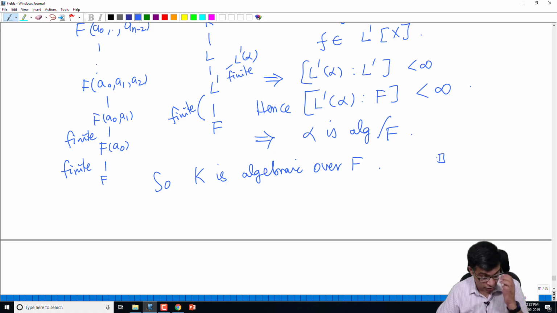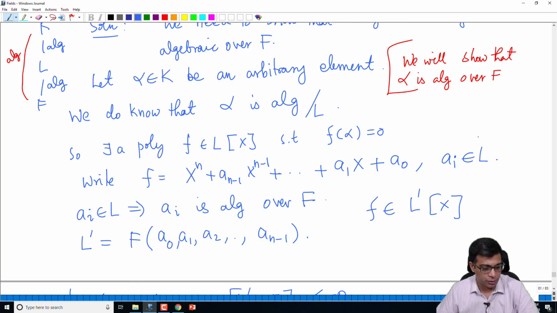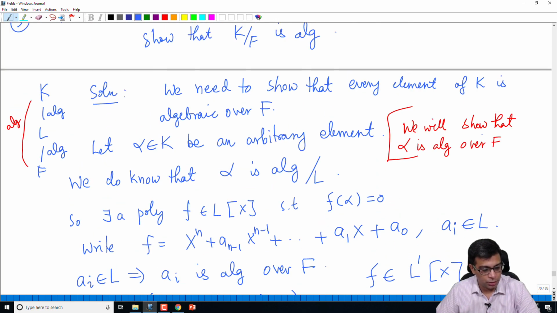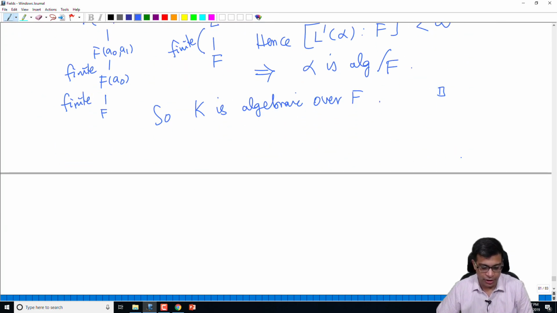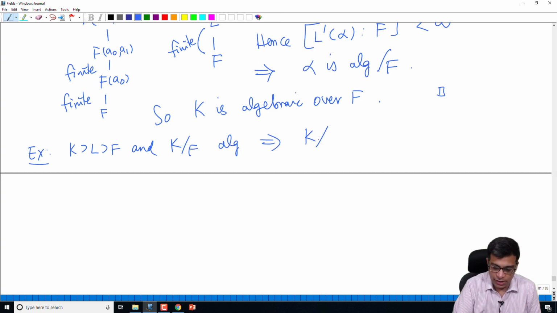What we have shown is that if you have two field extensions, and the intermediate ones are algebraic, the bigger one is algebraic. Of course, if the whole thing is algebraic, it is a trivial fact that both intermediate things are also algebraic. So if you have K containing L containing F and K over F is algebraic, this is very easy. K over L is algebraic and L over F is algebraic.